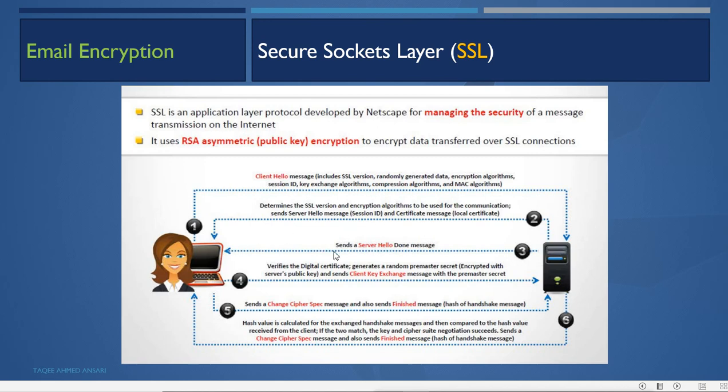Then the user sends a change cipher spec message and also sends a finish message, that is a handshake message, meaning the handshake is finished. Then the server calculates the hash value for the exchanged handshake messages and compares it to the hash value received from the client. If the two match, the key and cipher suite negotiation succeeded, then it sends the change cipher spec message and also sends a finish message, the hash of the handshake messages.